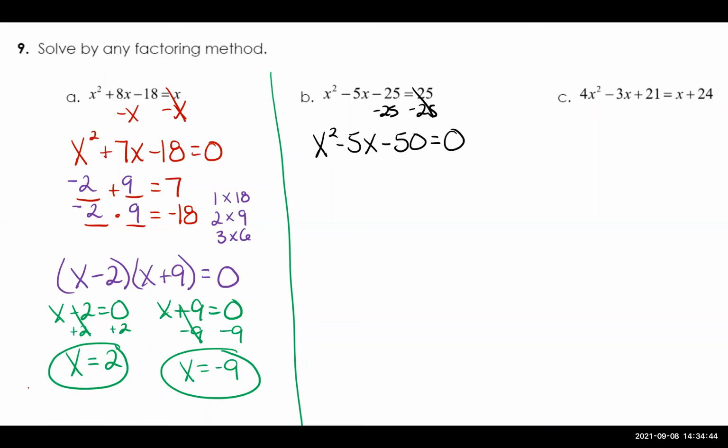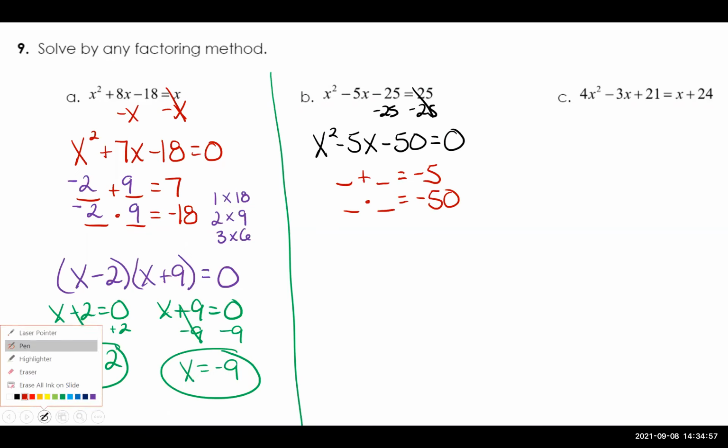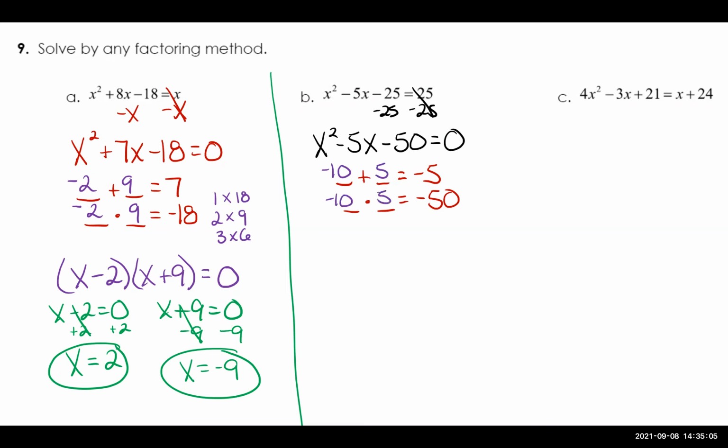We have a trinomial where a is equal to 1. So there's a 1 in front of that x squared. So we think of two numbers that add to equal negative 5 and multiply to equal a negative 50. And that would be a negative 10 and a positive 5. So I like writing it out this way because it requires me to check, is negative 10 plus 5 negative 5? Yes. Is negative 10 times 5 negative 50? Yes. So I might write my factors as x minus 10 times x plus 5, still equal to 0.